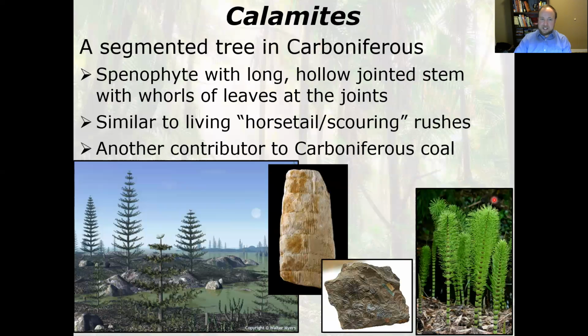Another important tree here, or plant, is the Calamites. Calamites is a segmented tree in the Carboniferous. It's a sphenophyte with a really long, hollow trunk, and the characteristic feature is these joints. At each of these joints, there are whorls of leaves. You can see in this picture, at each of the joints in the bark, there are these whorls of leaves. It's very similar to living horsetail rushes.